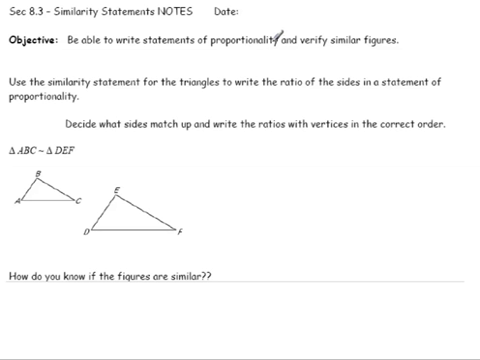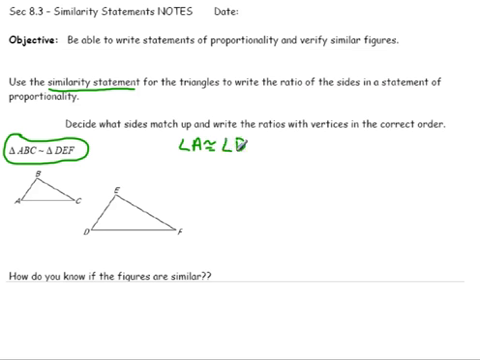Today's lesson, we're going to take a look at similarity statements. We'll look at statements of proportionality and trying to prove that triangles are similar. So again, a similarity statement that looks something like this is basically just saying that this triangle is similar to this other triangle. What that means is that the corresponding angles are congruent.